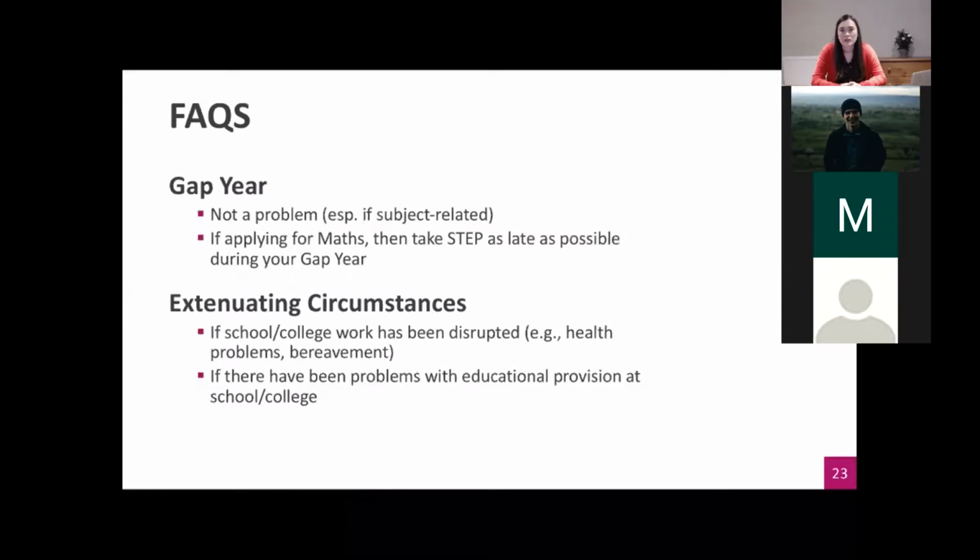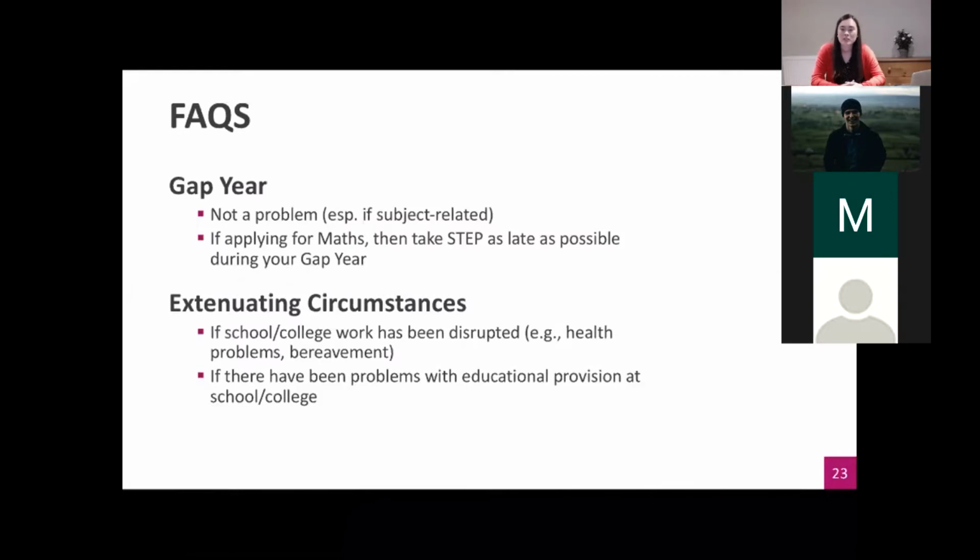So, frequently asked questions then. For gap years, yes, it's absolutely fine for you to take a gap year. Please apply for deferred entry if you are planning on doing it though. And if you do apply for maths, then we prefer you to take the STEP exam as late as possible.